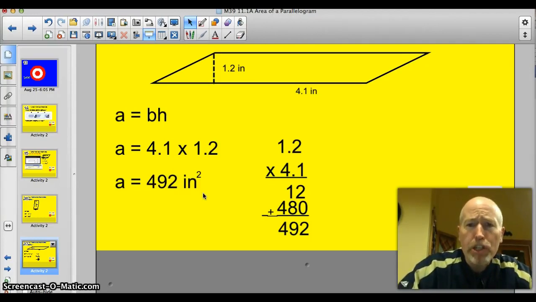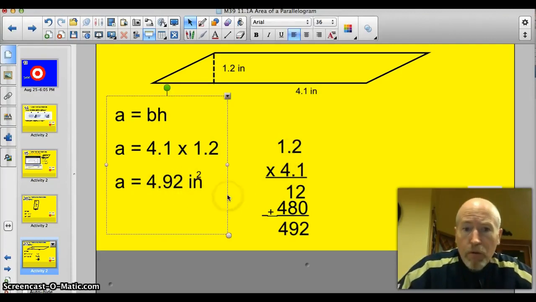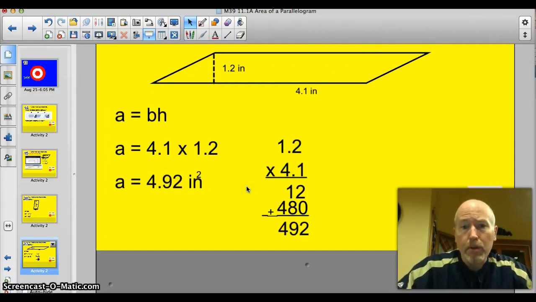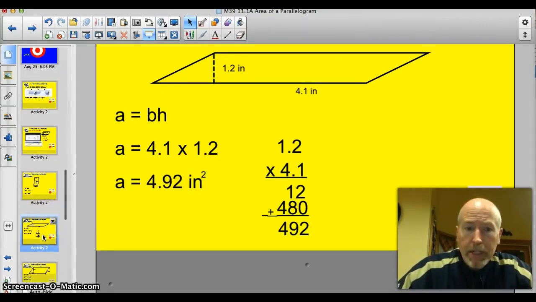Yes, there is. It's not reasonable. You need to insert the decimal. You have one decimal here, one decimal here. So your answer is 4.92. All right? That's why a good habit to get into is estimating. Well, I've got about 1 times about 4. So my estimate is about 4 inches squared. All right, let's move this squared over. You did good on that one, but I'm wondering if you remembered to move the decimal.